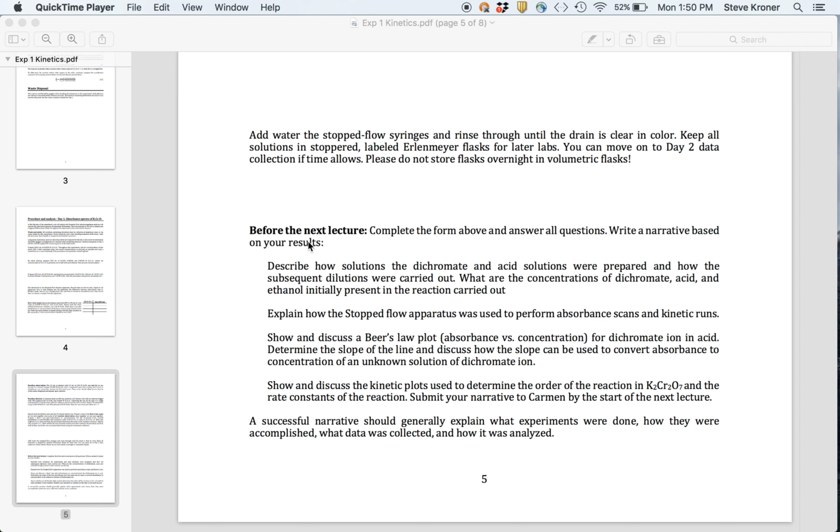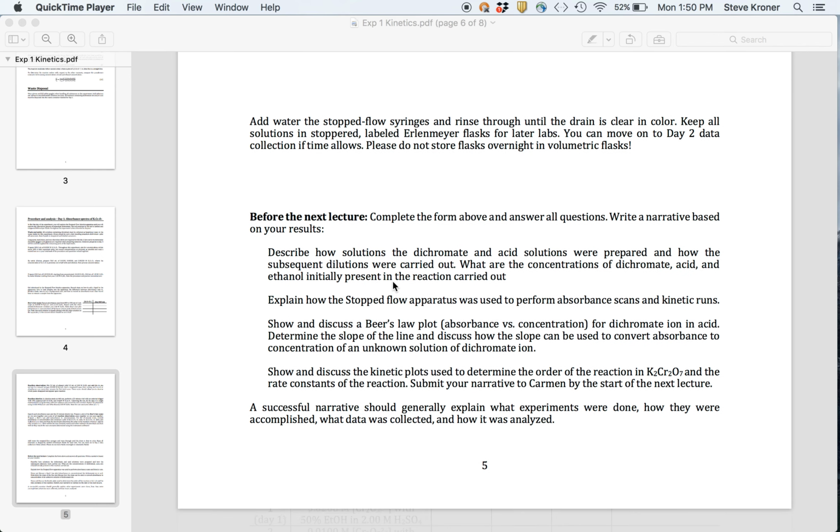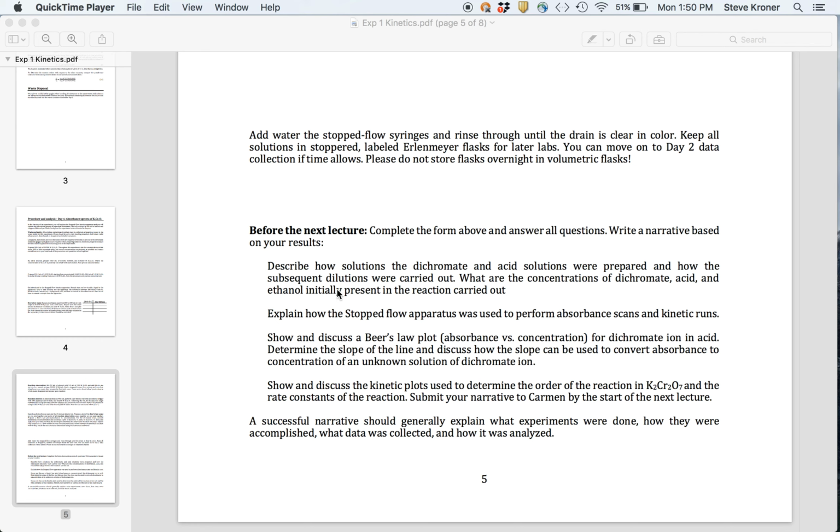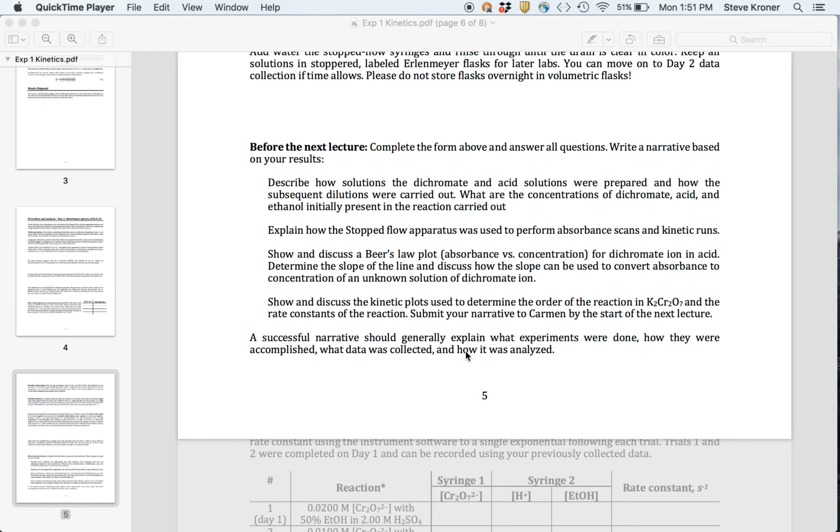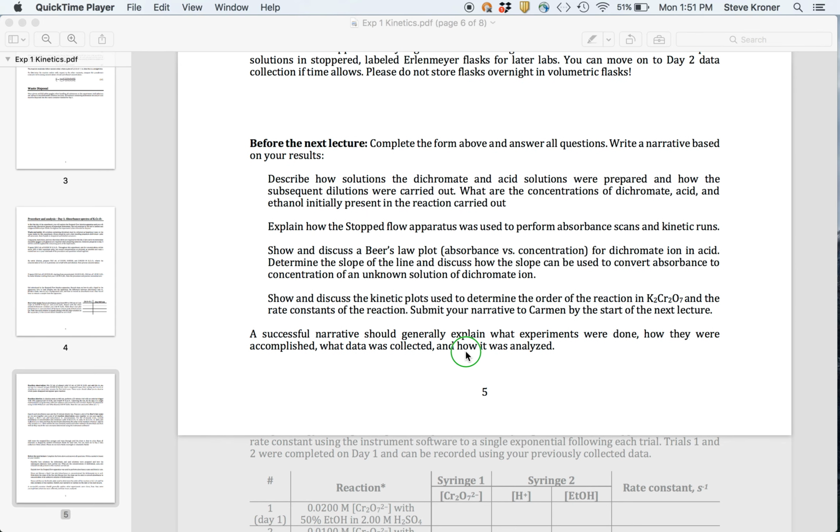So at the end of the first day, you're going to be able to write a narrative based on some of your results. Again, you don't have to describe how you made the solutions because you're going to use them as prepared. You can explain, though, how you use the stopped-flow apparatus and then show and discuss your plots and your results from that first day.